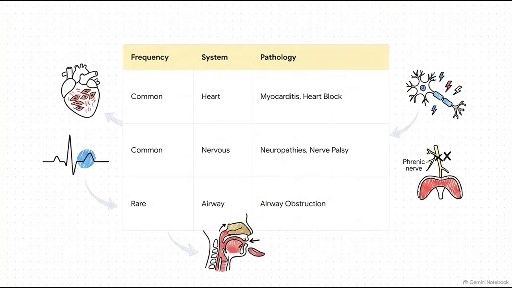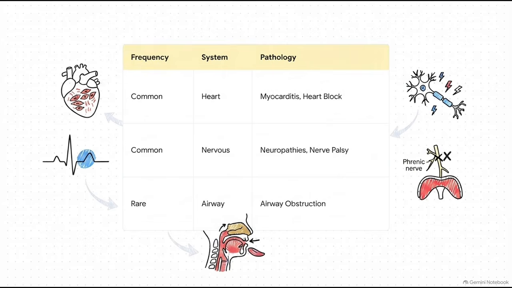So what happens when this D-toxin enters the bloodstream? The source notes explicitly highlight that the diphtheria toxin is fundamentally cardiotoxic and neurotoxic. Common cardiac complications include myocarditis and heart block, which you'll easily spot on the ECG as an increased or prolonged PR interval. Over on the neurological side, it causes cranial and peripheral neuropathies, but most terrifyingly, phrenic nerve palsy, which directly leads to respiratory failure.